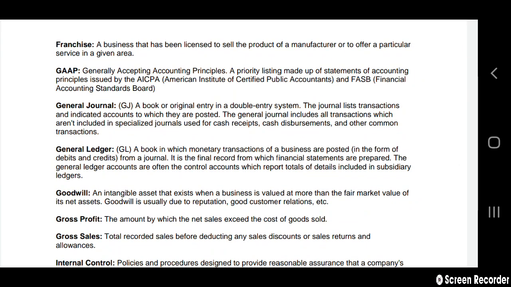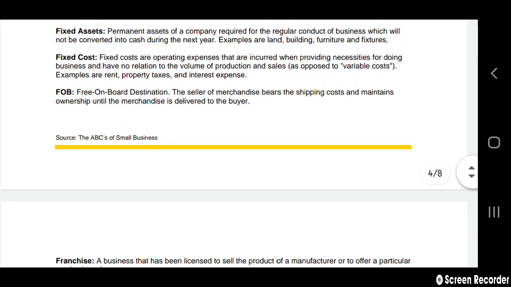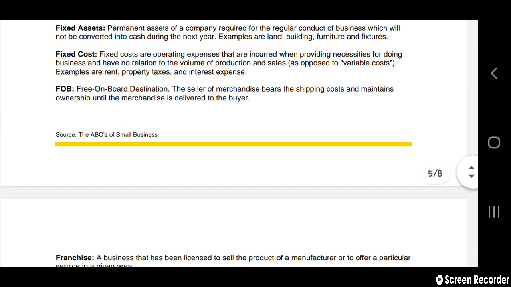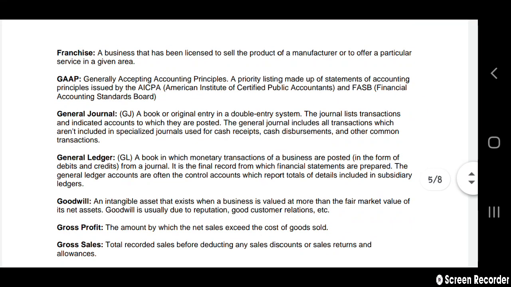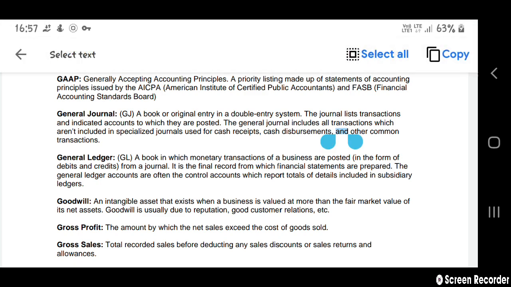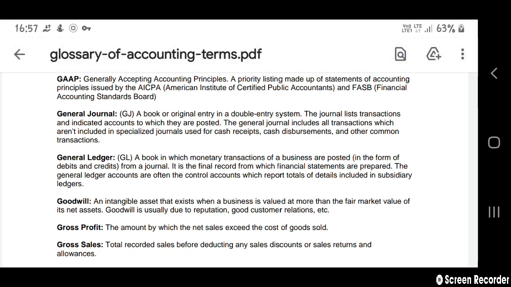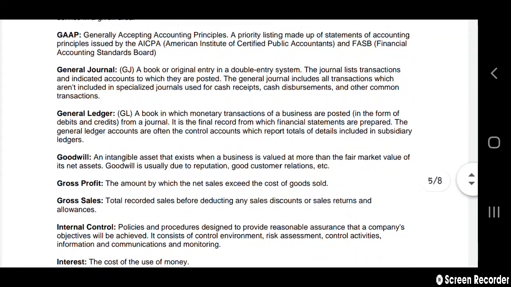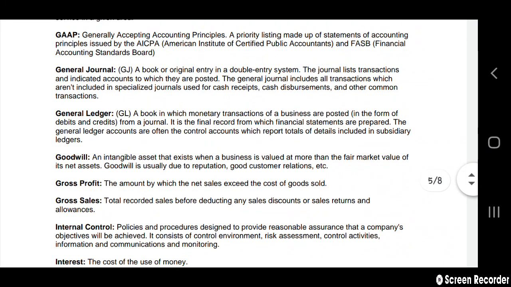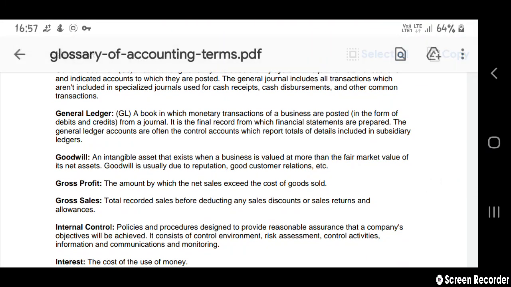Next is franchise. Till now you learned about FOB, free on board destination. Franchise is a business that has been licensed to sell the product of a manufacturer or to offer a particular service in a given area. It gives you the license to sell the products or service in that given area which you have taken.